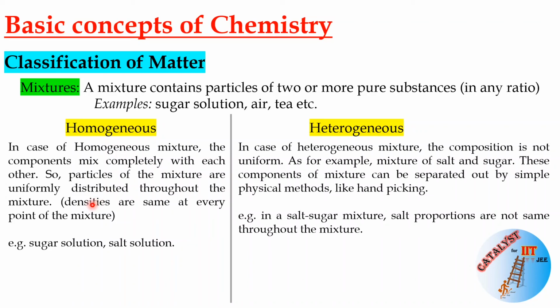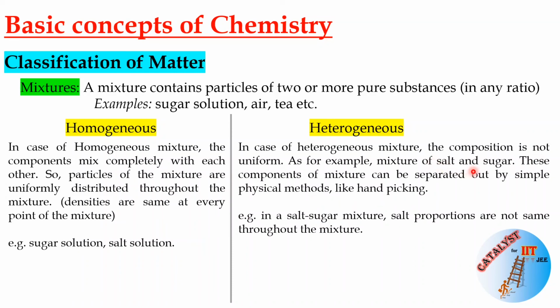In terms of density, you can say that densities are the same at every point of the mixture, like sugar solution, salt solution. So these are called homogeneous mixtures. But in the case of a heterogeneous mixture, the composition is not uniform. For example, if you mix salt and sugar, the components of the mixture can be separated out by simple physical methods like hand picking.